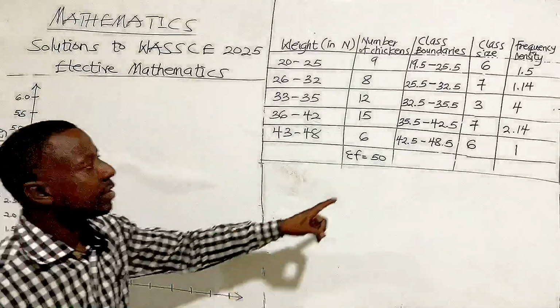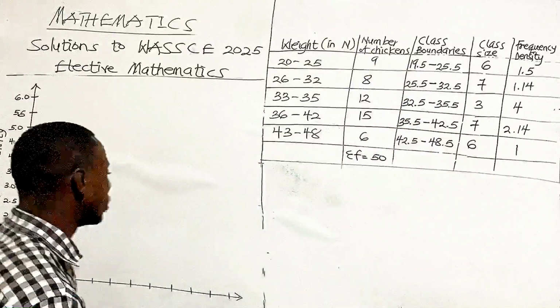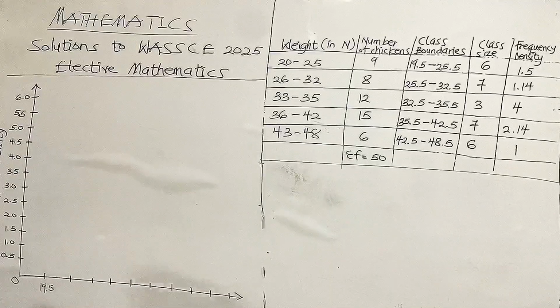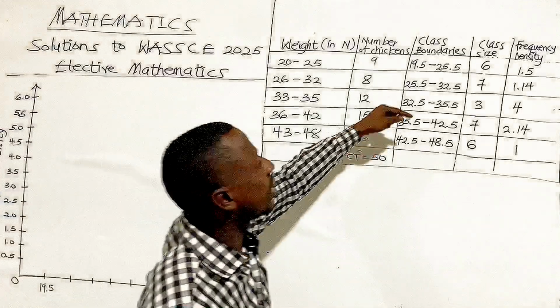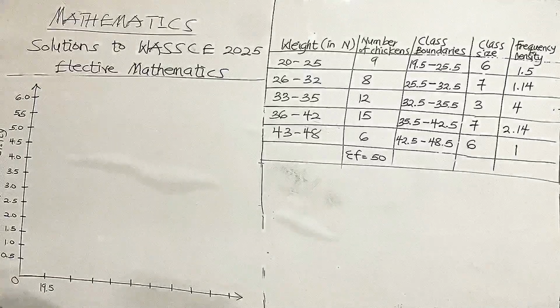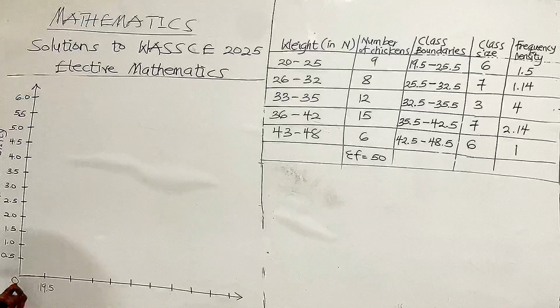And the class boundaries, the first class boundary is going to be 19.5. Now let's look at something from here. Let's pay attention. Over here, we could see that 19.5 minus 0, we are still getting 19.5. But with the other differences, we are getting 6, 7, 3, 7, 6. It means that here there are certain things that have been cut off.